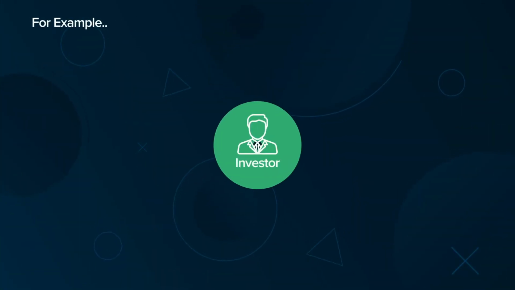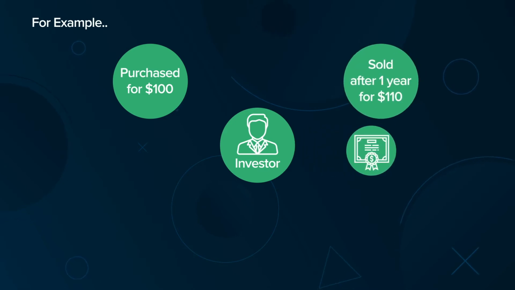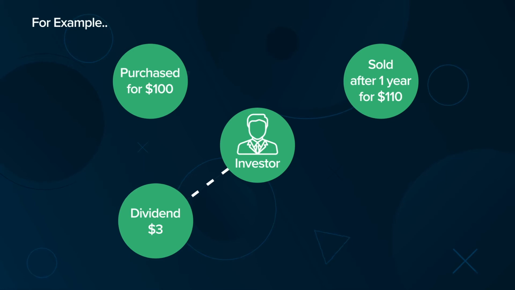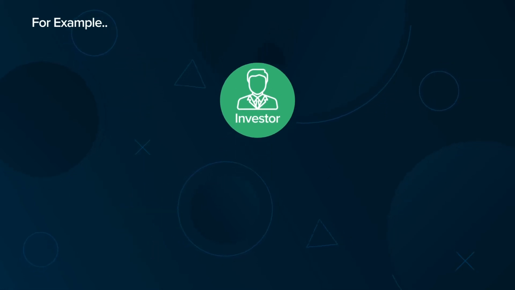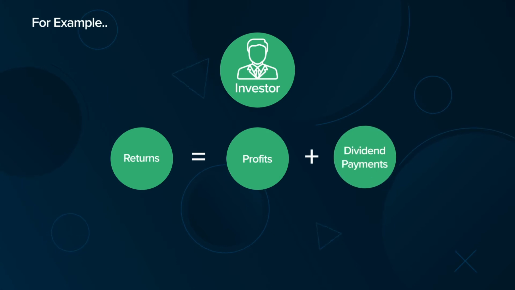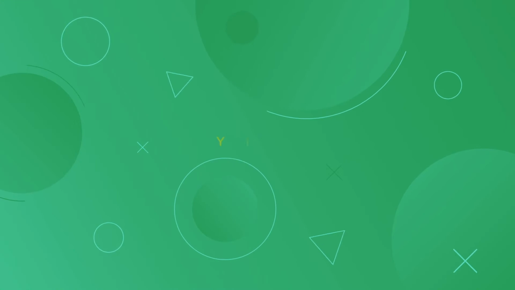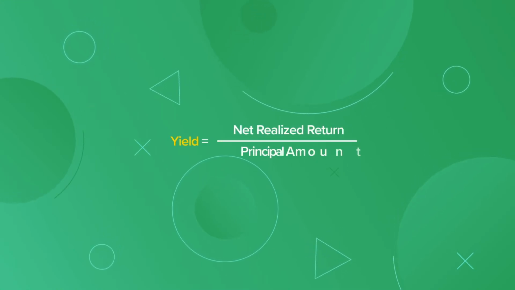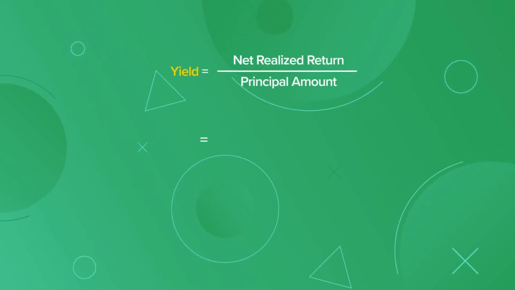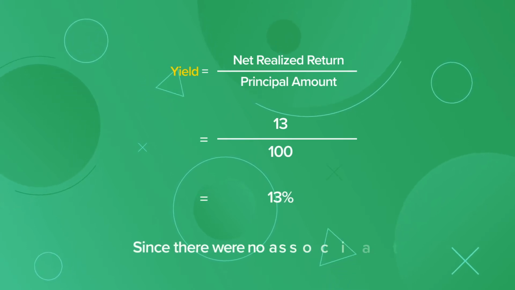For example, say an investor buys a stock for $100 and sells it for $110 after a year. During this time, the investor earned $3 in dividends. Then the investor's realized returns are equal to the sum of their profits and dividend payments, i.e. $13 in this case. Using the formula outlined earlier, the investor's yield from the investment is 13 divided by 100, or 13% since there were no associated costs.